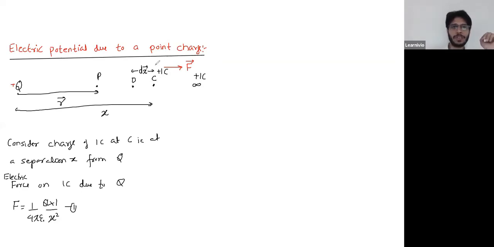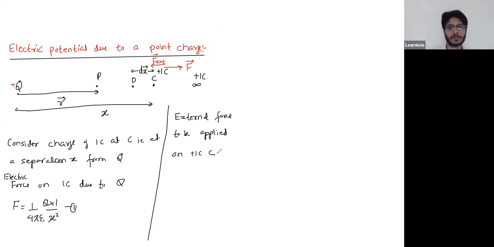So to move this charge from C to D, we have to apply an external force exactly in the opposite direction. So the external force to be applied on 1 coulomb charge. The direction of external force is opposite to that of electric force, and their magnitudes are equal. So two equal and opposite forces are acting over it. I consider this as equation number 2. Since both have equal magnitude, I can write that F external, the magnitude of F external, is just Q by 4 pi epsilon naught x square. That is equation number 3.